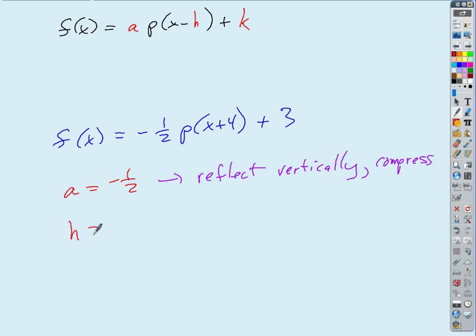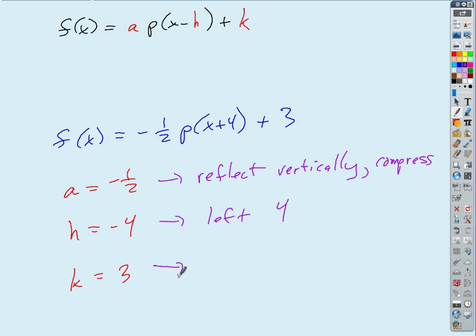So h is equal to negative 4, which means we're going to move to the right by negative 4. Well, what does it mean to move to the right by negative 4? Going left by 4. Okay, everybody see that? h is the amount we're going right, so that means we're going left 4. Okay, and then finally, what about k? 3. k is equal to 3, and so what is that telling us?